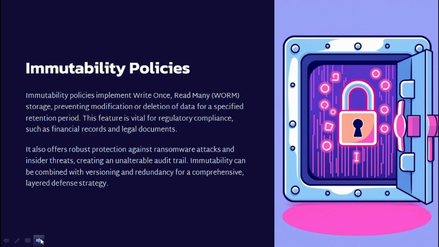Immutability also provides strong protection against ransomware attacks and insider threats because it creates an unalterable audit trail that no one can tamper with. And here's the best part: immutability can be combined with versioning and redundancy to build a multi-layered defense strategy that keeps your data safe, compliant, and secure. In simple words, immutability locks your data like a vault, protecting it from accidental changes, malicious attacks, and compliance risks.